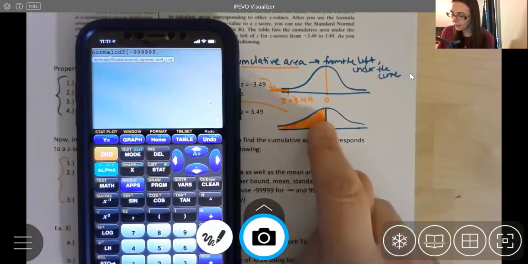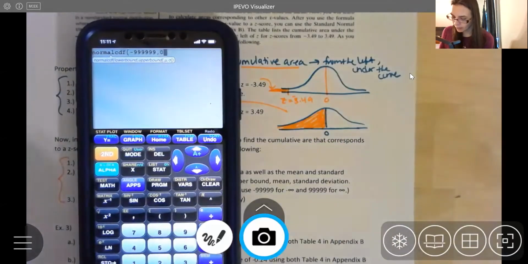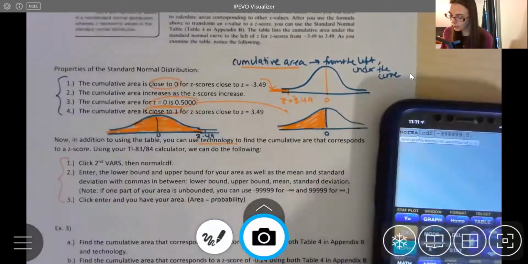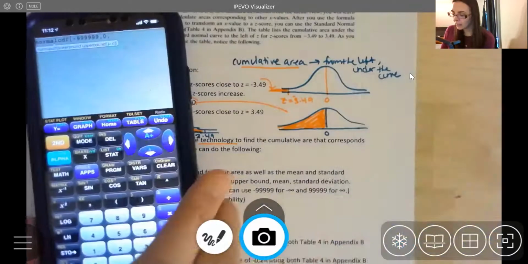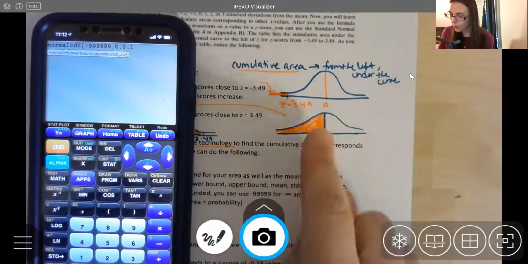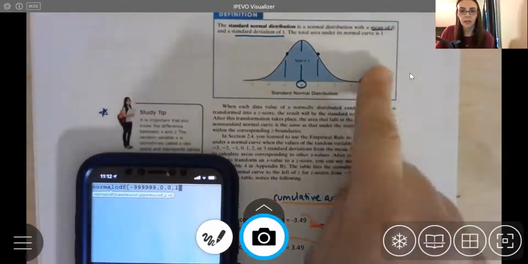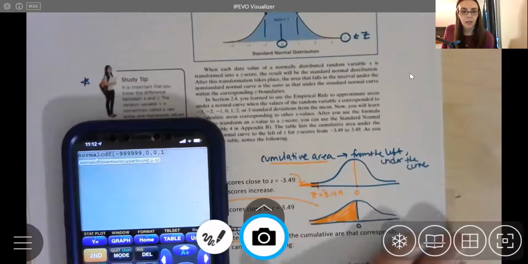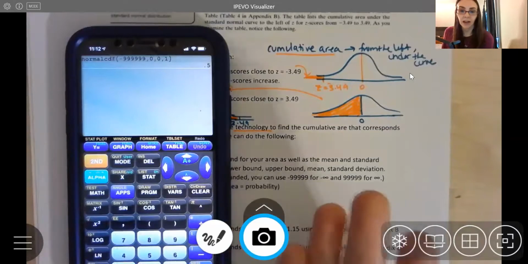Now my upper bound here was at z is equal to 0, right? So my upper bound is 0. And then I hit my comma. And then what I do is I always type in next my mean and my standard deviation. Now my mean here is 0, and my standard deviation is 1 because we're talking about the standard normal curve, right? Our mean is 0, our standard deviation is 1. So when I finish that, I'm just going to close my parentheses and hit enter. You see you do get that value of 0.5.